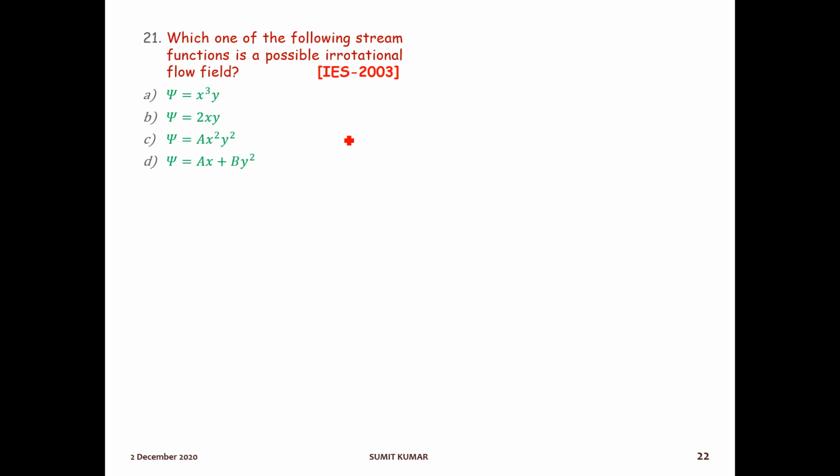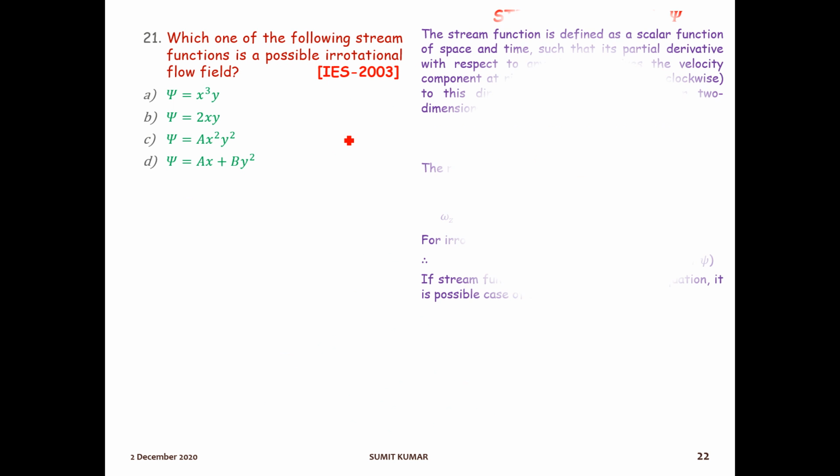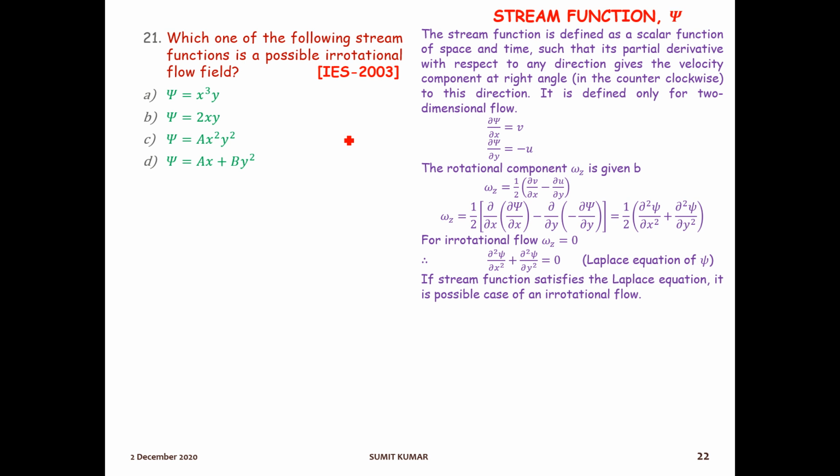The next question: which one of the following stream functions is a possible irrotational flow field? Here we have already seen the definition of a stream function, and this is the equation of the rotational component, the angular velocity omega z. If we replace v and u with the psi function, we get the Laplace equation of psi. If this becomes 0, then the flow field is irrotational.